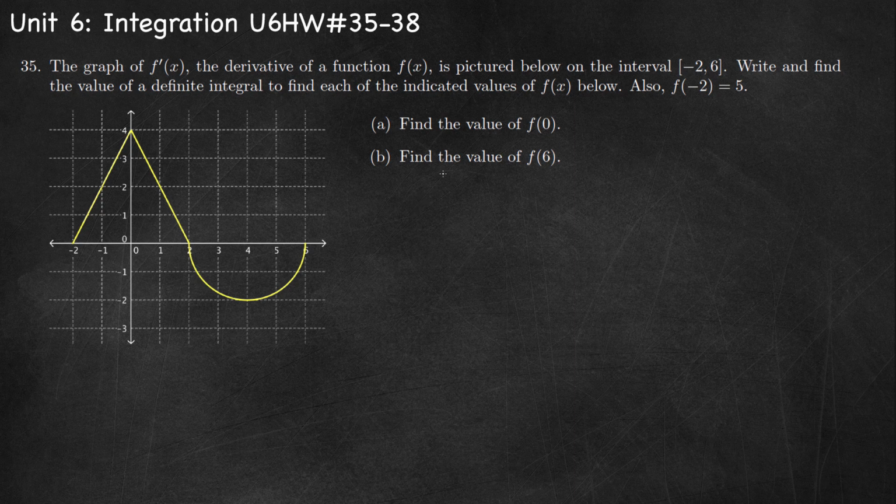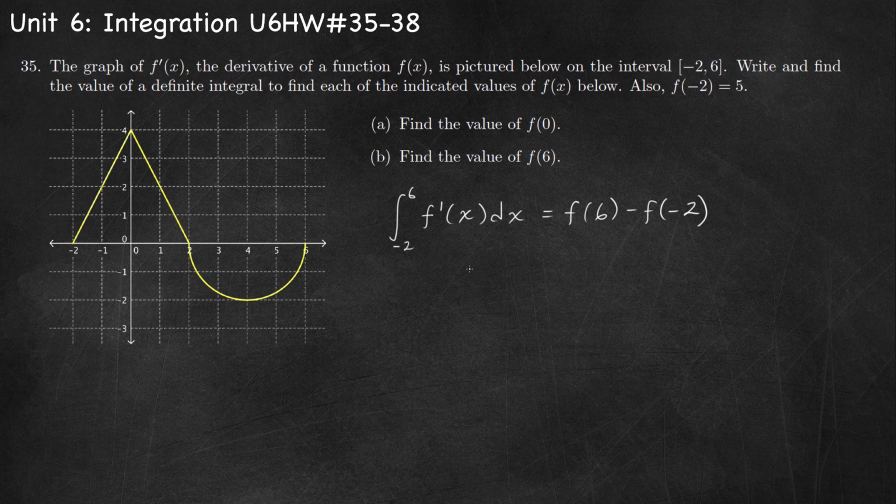For part B, we want to find f of 6. We know f of -2, so again, we set up a definite integral that goes from -2 to 6. We're using the input values for the function value that I know and the one that I'm trying to find. And if I want to find f of 6, I'm going to integrate f prime of x, because that's going to give me f of 6 minus f of -2.